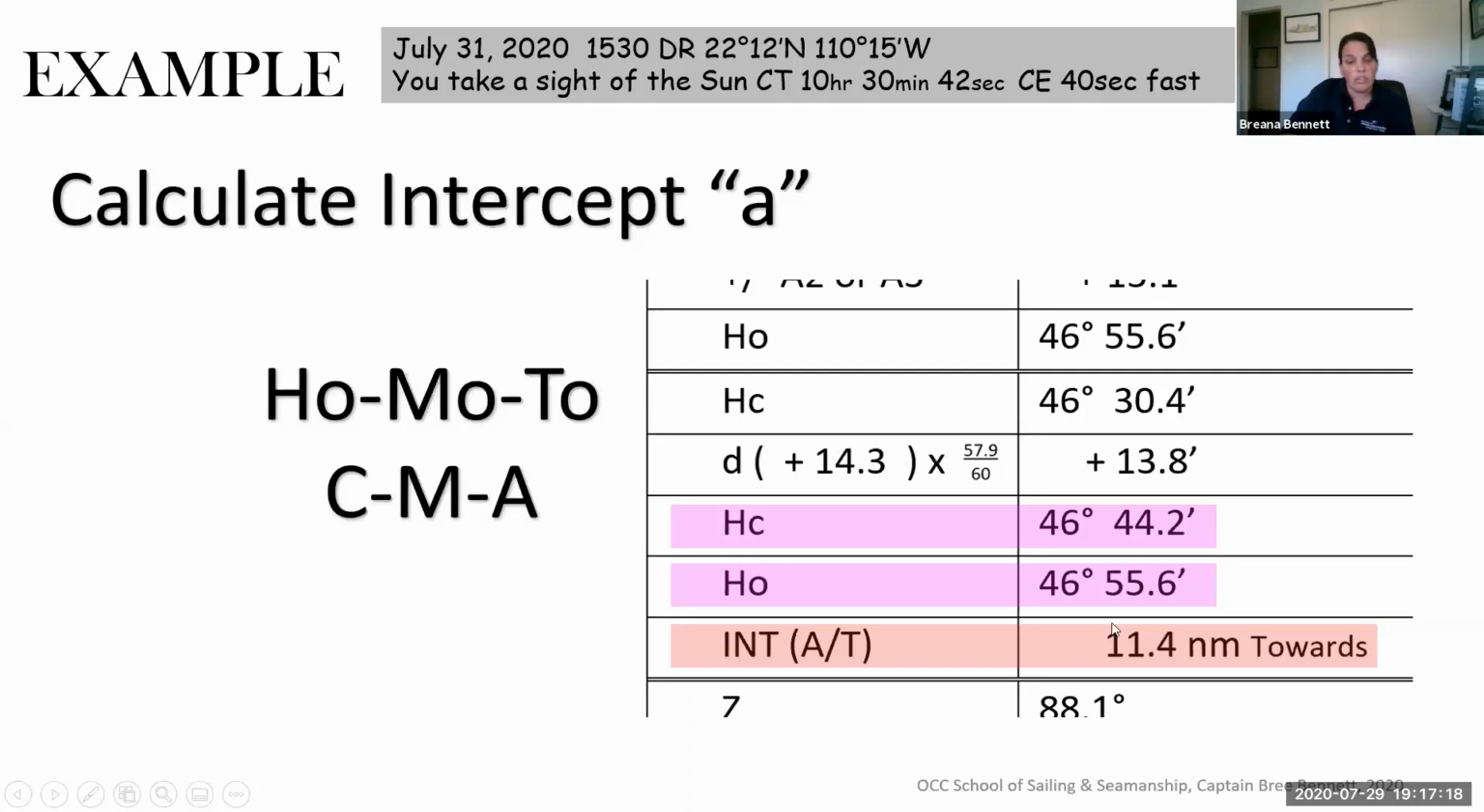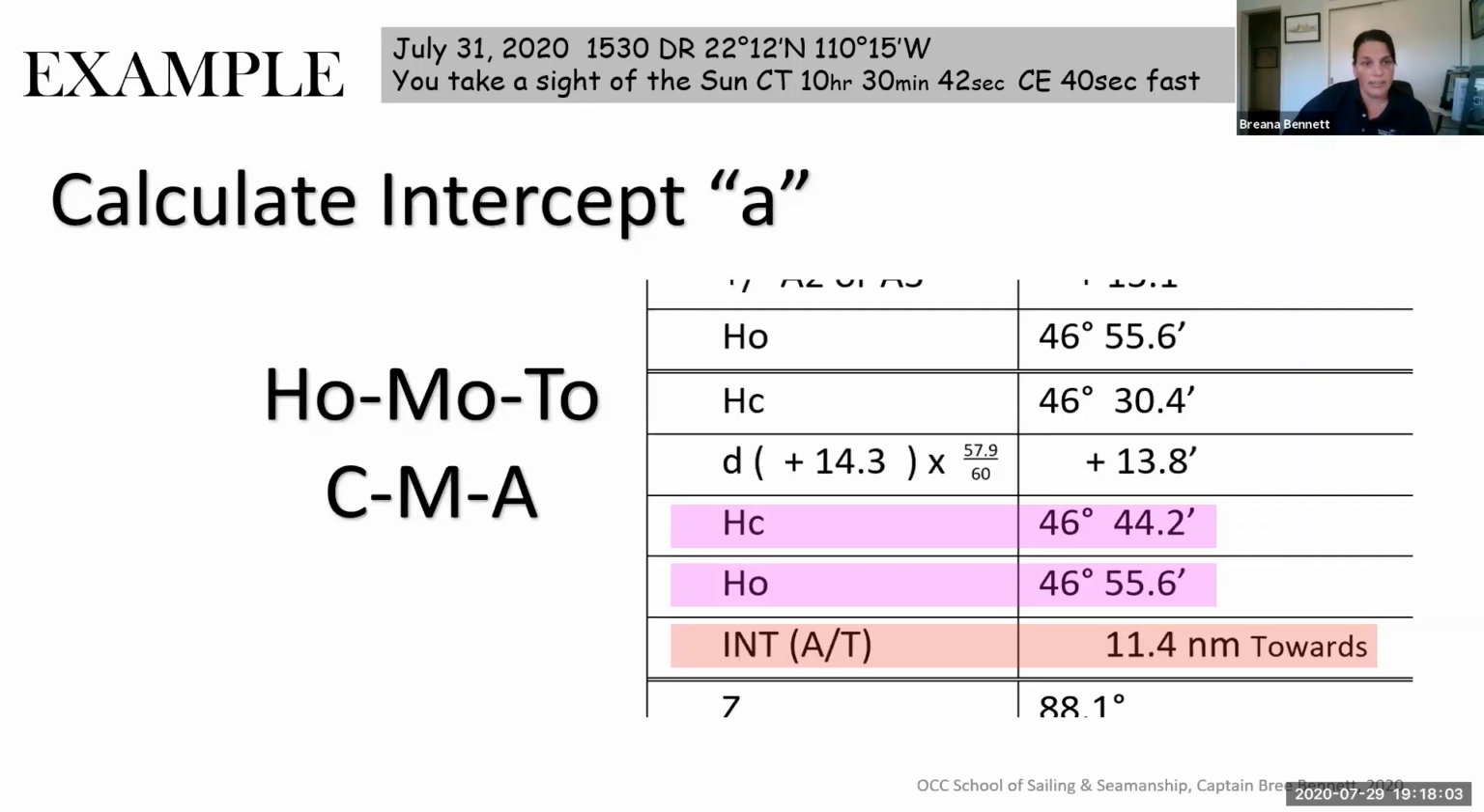So the difference between our HO and HC is 11.4 minutes. And there are 60 minutes, or 60 nautical miles, in a degree of latitude. So our 11.4 minutes is equal to 11.4 nautical miles. And then we have to put a label on it. Is it away or towards? And that's saying which one is greater, the HC or the HO.